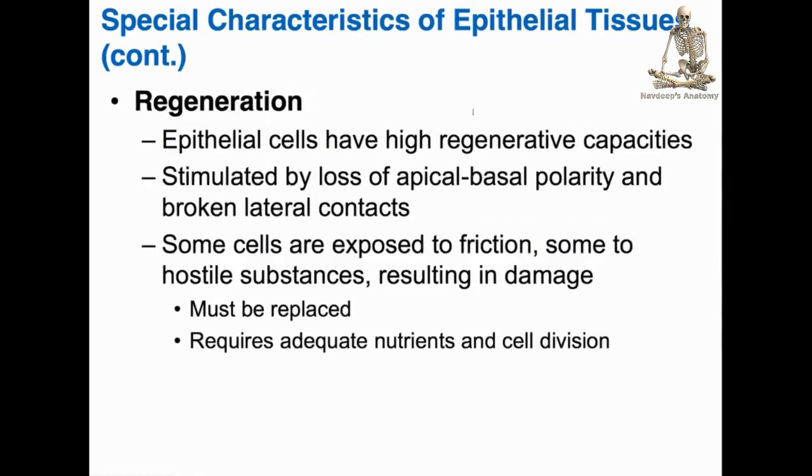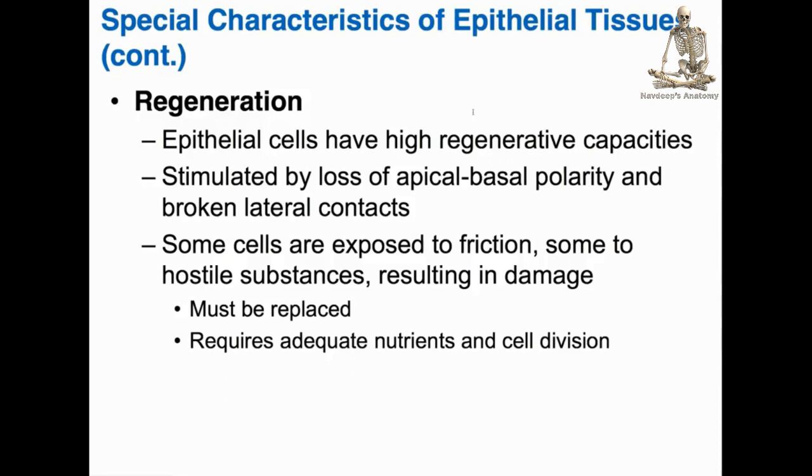Now, talking about the next characteristic which we discussed, which is regeneration. The epithelial cells have high regenerative capacities. This is because they are more prone to loss, as when we talked about the skin, the upper layer is mostly dead cells and they continuously shed on a daily basis. So the epithelial cells must have high regenerative capacities, and it is also stimulated by the loss of apical-basal polarity and broken lateral contacts. When the skin sheds off, the apical-basal polarity may be disturbed. So whether it is the shedding of the cells or the disturbance of the apical or basal polarity in the epithelial tissues, the regeneration process is started.